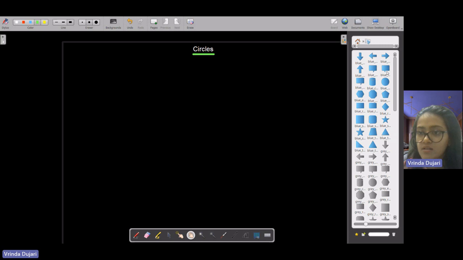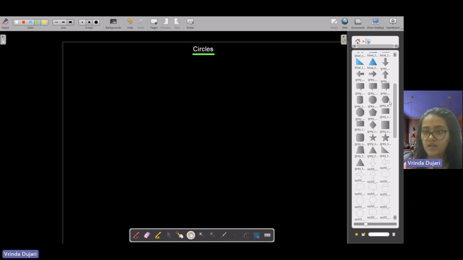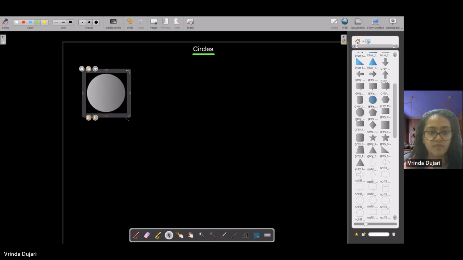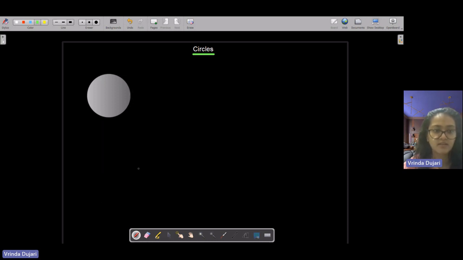Let's draw a circle. Not the blue one. Let's take this. So this is how a circle looks. And we all know that a circle has a fixed point called the center, right? This is the center of the circle.